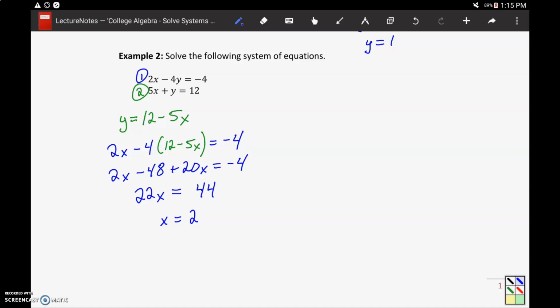We can then take that result and substitute back into equation 1 or 2. I'm going to choose to substitute into equation 2, which I've already solved for y. And then in place of x, what we'll do is drop in that value of 2 that we've found, which will tell us that y is going to be equal to 12 minus 10, or 2. So giving us the solution, which is an xy coordinate pair, 2, 2. Or again, meaning that those two lines intersect at the point 2, 2.